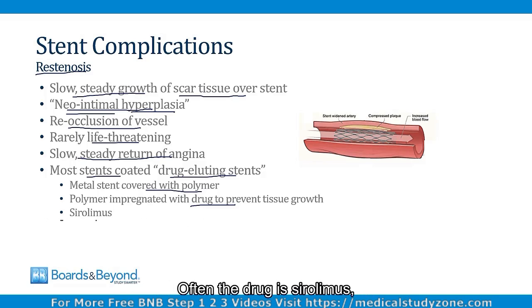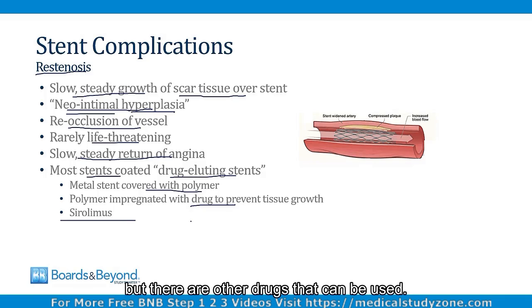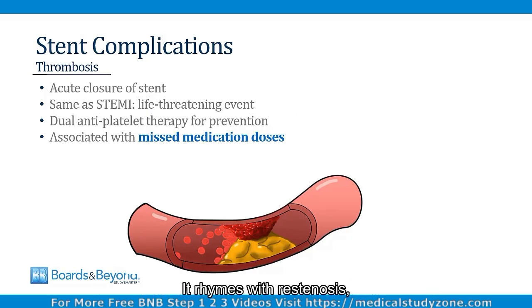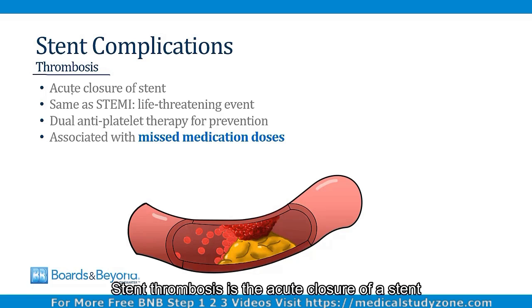Often the drug is sirolimus, but there are other drugs that can be used. And by using stents that are coated with a drug, that generally limits the rate of restenosis, so that's relatively uncommon. Second complication of stents is called thrombosis. It rhymes with restenosis, but is a totally different problem and much more dangerous. Stent thrombosis is the acute closure of a stent with a blood clot.